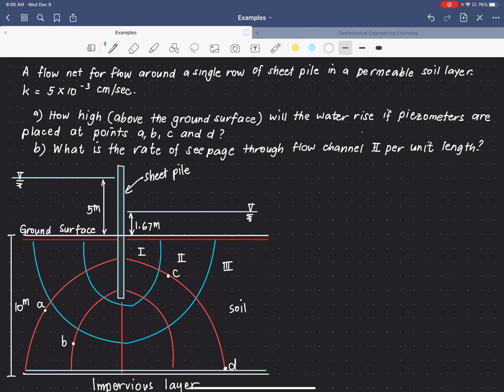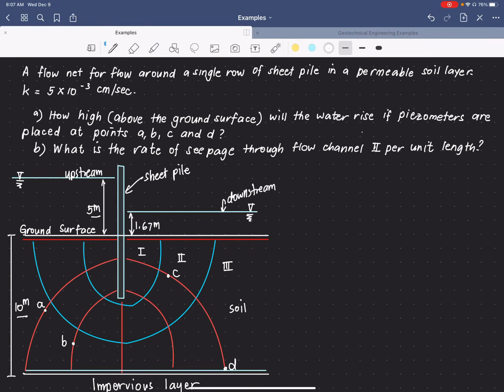So take note that a FlowNet should be drawn to scale. Here we have the thickness of the soil layer equal to 10 meters, and that is actually drawn to scale. And from the ground surface, our upstream height is 5 meters here. So this is our upstream, and our downstream side is this one, having a 1.667 meters height of water from the ground surface. Okay, so again, the flow net is drawn to scale.